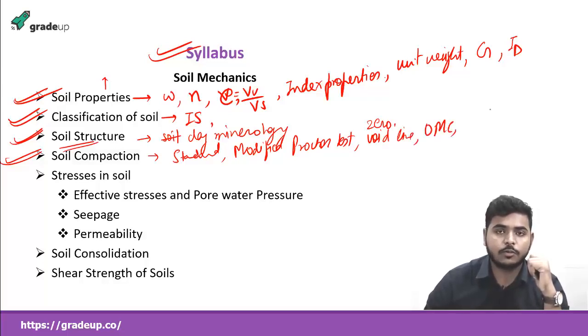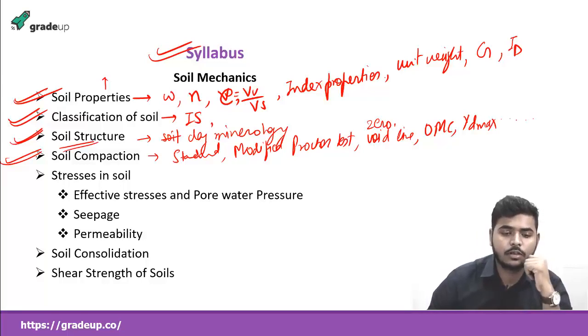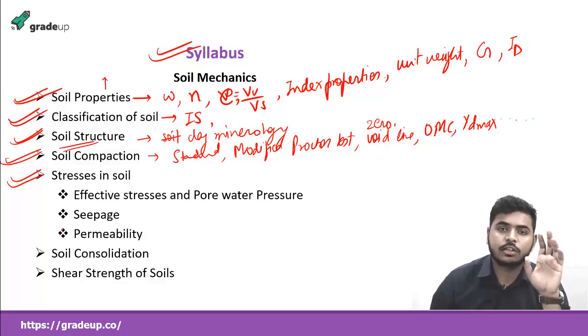We will learn the concept of OMC, and we will also learn about the maximum dry density, that is gamma D max, both theoretical and practical values, okay. And the next topic will be stresses in soil. Now this topic is very important, okay, because further in soil consolidation and foundation also, stress in soil is very important. Unless you understand the base, you won't be able to move ahead. So just focus on this chapter more.